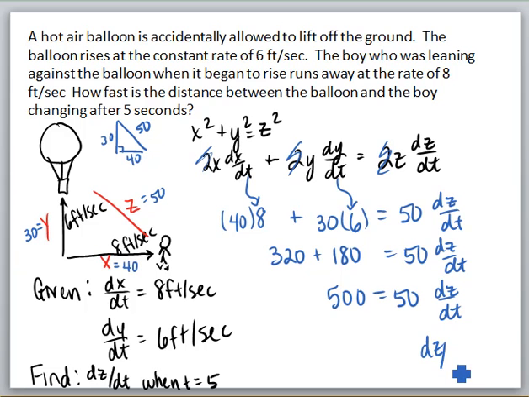Divide by 50 on both sides, and dz over dt is equal to 10 feet per second.